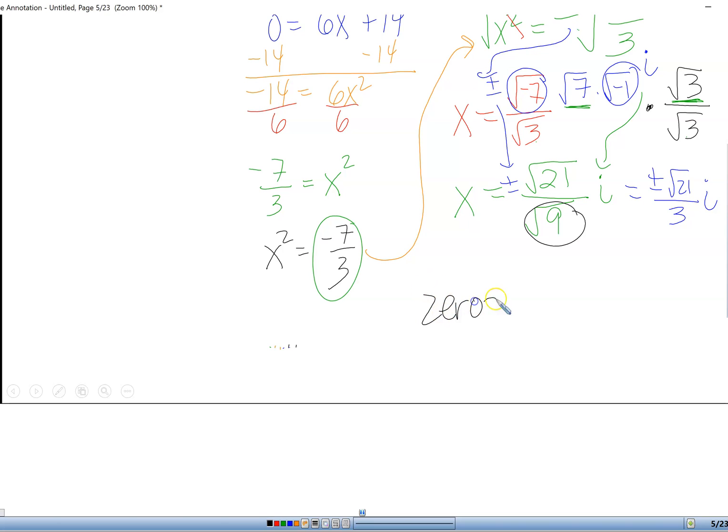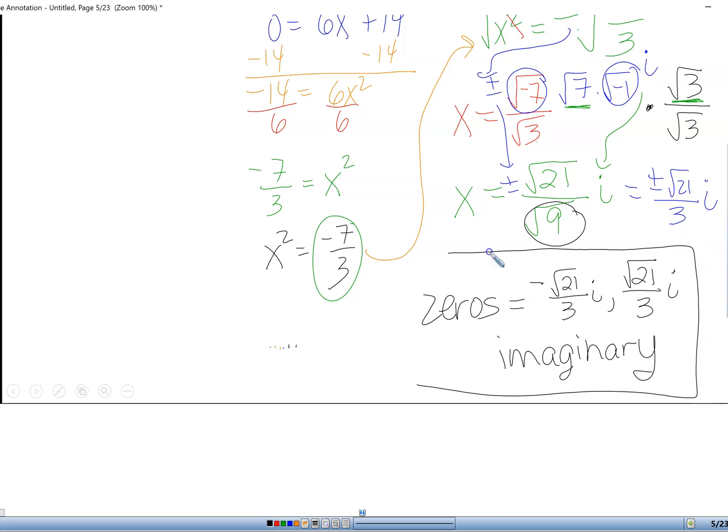So the zeros are, or equal if you prefer, I'll do an equal sign on this one, the negative square root of 21 over 3 times i, and the positive square root of 21 over 3 times i. And then remember that second part, rational, irrational, or imaginary here. Because of the imaginary unit i, these are imaginary zeros. All right, that finishes up that one.